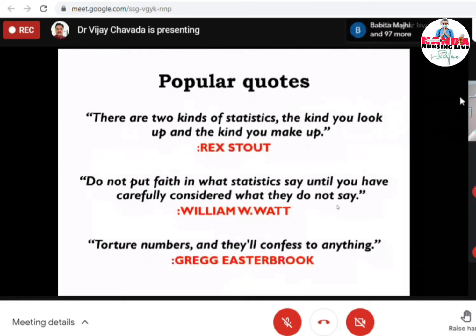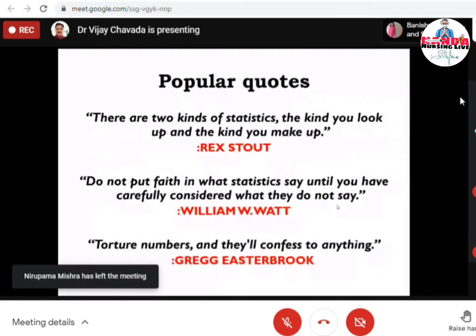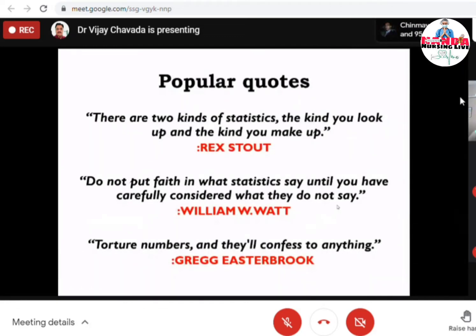Another quote says, torture the numbers and they will confess to anything. This is the usual practice. The moment we don't get the collected data, we try to modify the data, manipulate the data, and torture these numbers to get our results. But keep these things in mind as we go through the presentation, because these are very important basics of inferential statistics.